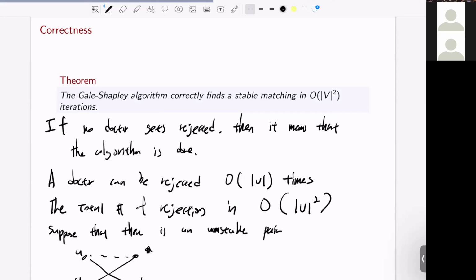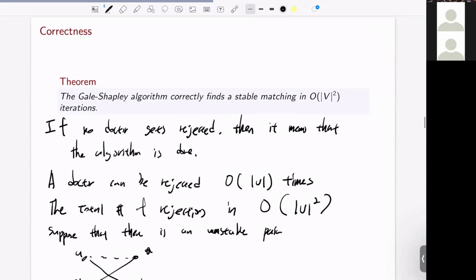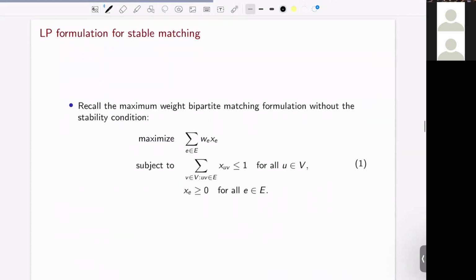Okay, I think I will finish quite early for this lecture. So I'm going to give you another approach based on linear programming. Again, like I said multiple times, for combinatorial optimization there are two different directions. One is a purely combinatorial approach, and the other is based on linear programming and a continuous approach. And this is the second approach for stable matching.